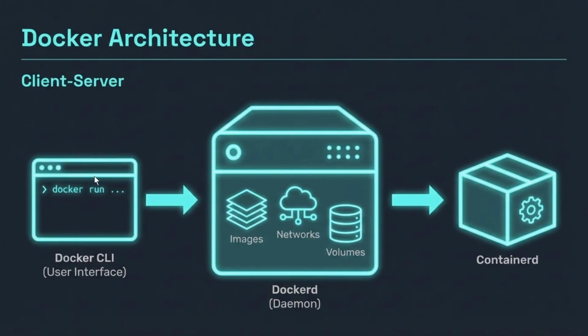The Docker CLI is the API interface that lets the user manage and operate containers. Docker CLI sends the command to Docker daemon, which is the background service that manages high-level resources like images, networks, and volumes. The daemon offloads the actual container execution to containerd.